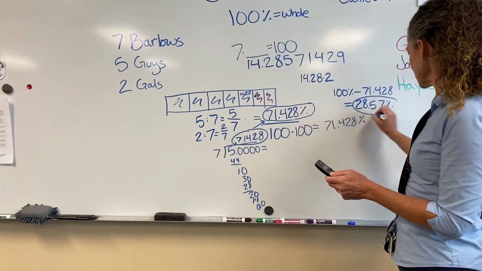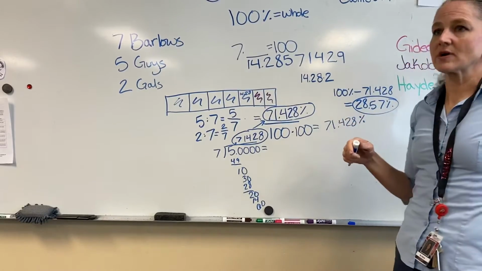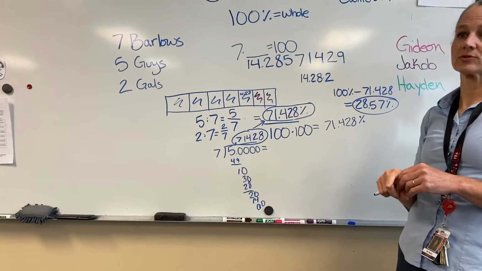28.57% of my family is women. Mine's like 5'6". It's rounding. I didn't round on here, you did round. So it's a rounding error.